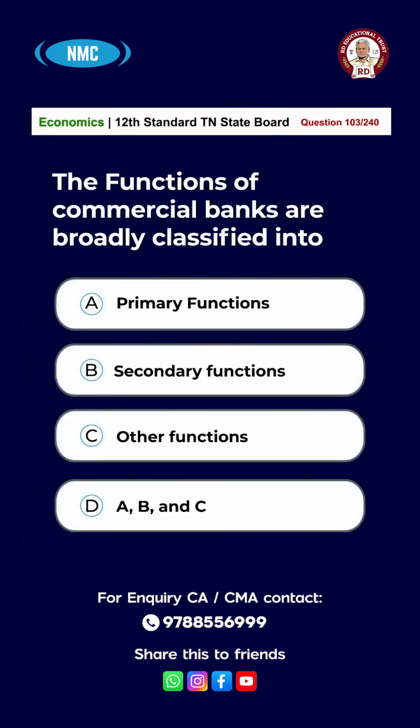Question number 103. The functions of a commercial bank are broadly classified into A. Primary function, B. Secondary function, C. Other function, D. A, B and C. The answer is option D. A, B and C.